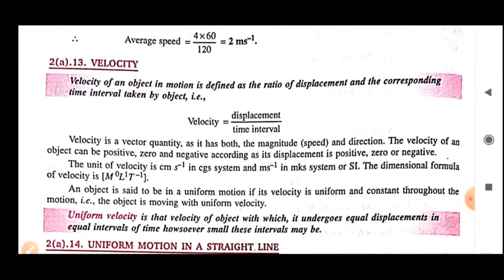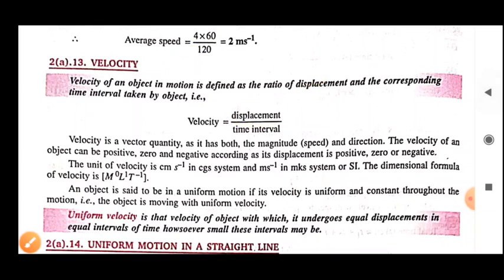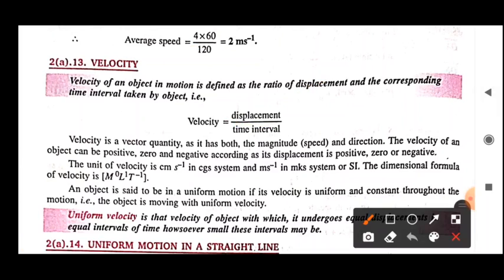Let's see the next topic, that is velocity. So what is velocity? Velocity of an object in motion is defined as the ratio of displacement and the corresponding time interval taken by the object. Now in our speed concept, if we write the displacement in place of distance, and displacement you have understood already, displacement is the shortest distance travelled, or you can say the difference between final and initial point.